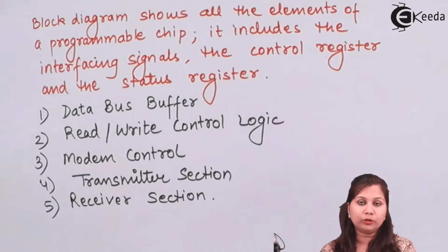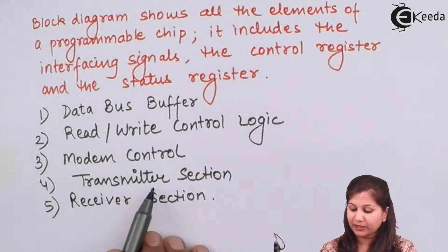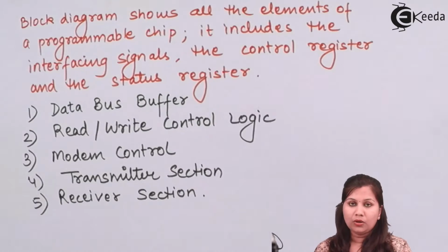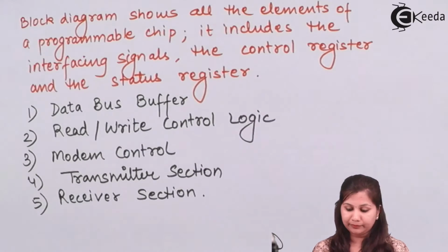Modem control includes the interfacing signals which are used when a modem is interfaced with 8251. Transmitter section will include the transmitter part of the USART, and receiver section will include the receiver part or receiver circuit of the 8251. So let's start with the block diagram.